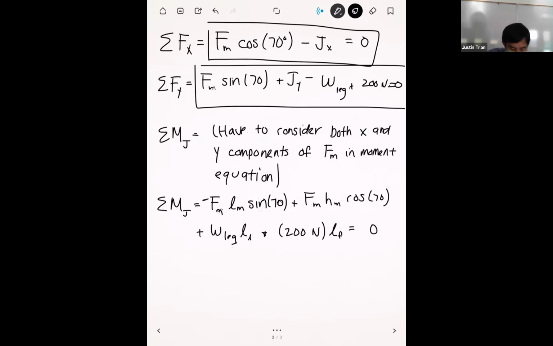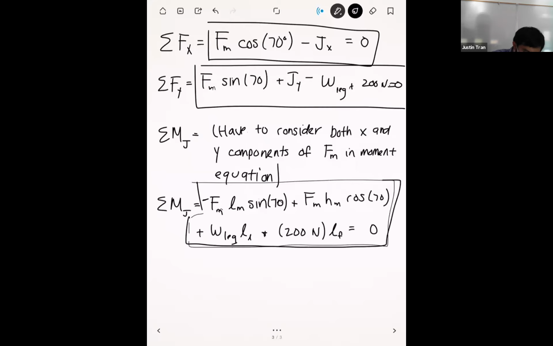All right. And so this last equation right here only has one unknown, which is the FM, right? Remember, we sum the moments around the joint, and so that eliminates both of the joint forces from this equation. And so we can solve this one straight up for FM. And so FM in this case is 212.48 newtons.